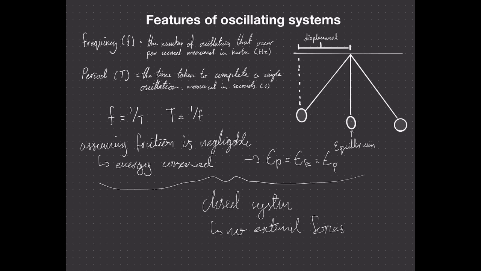Hopefully this has been helpful, team, running you through features of an oscillating system. Remember, frequency is inversely proportional to period, and an object moving through the equilibrium is going to have the greatest velocity, but the least acceleration, when all its energy is kinetic. When an object is at its maximum displacement, it is going to have minimum or zero velocity, but its greatest force and acceleration. And assuming friction is negligible, energy is conserved, EP will equal EK, which again will equal EP in the system when that system is closed and has no external forces acting upon it.